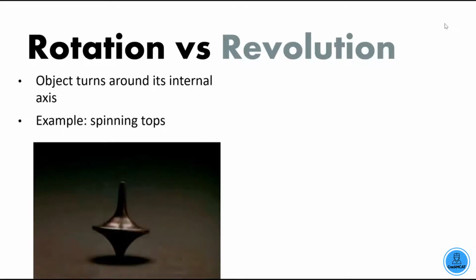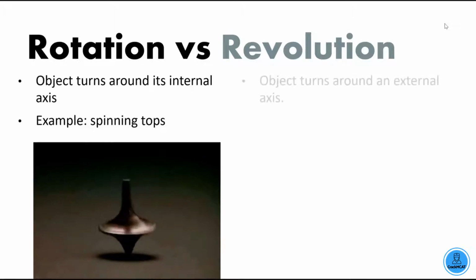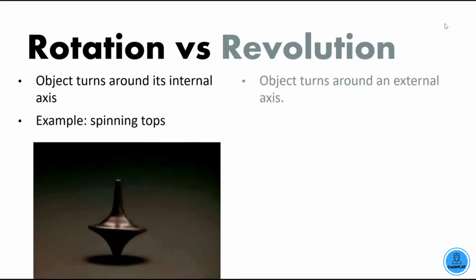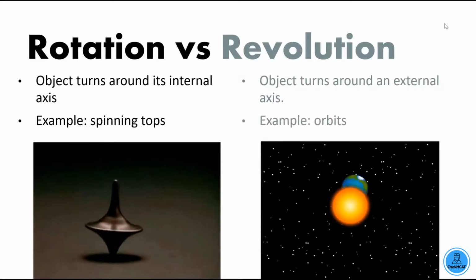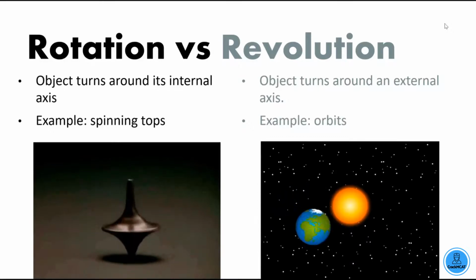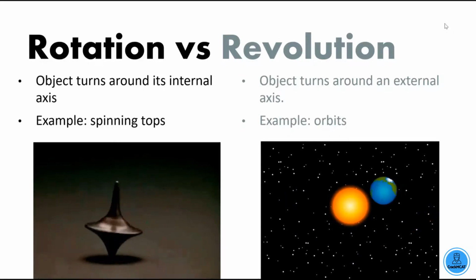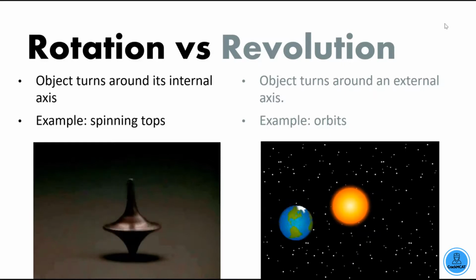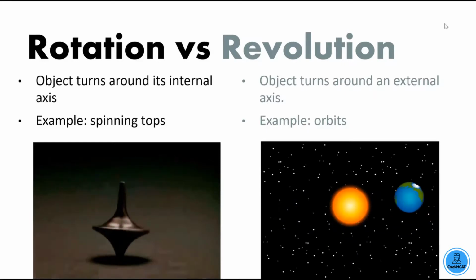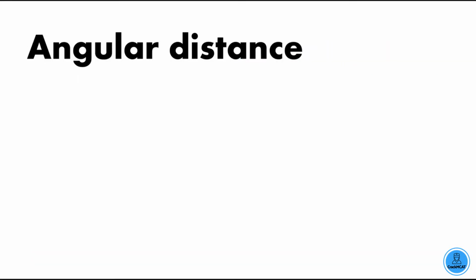Now, revolution is when an object turns around an external axis. So its axis of rotation is outside of itself. And an example of this would be orbits, because we see that planets are orbiting around the sun rather than the sun spinning itself. Now we're going to talk about angular distance.